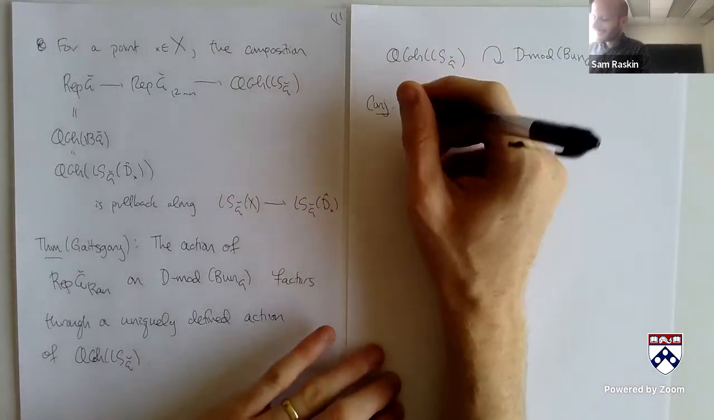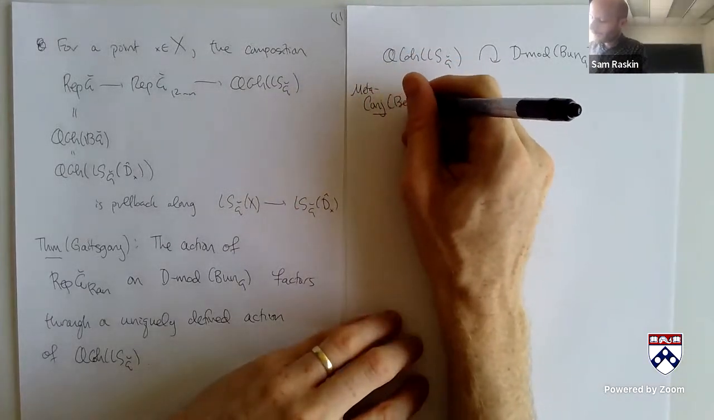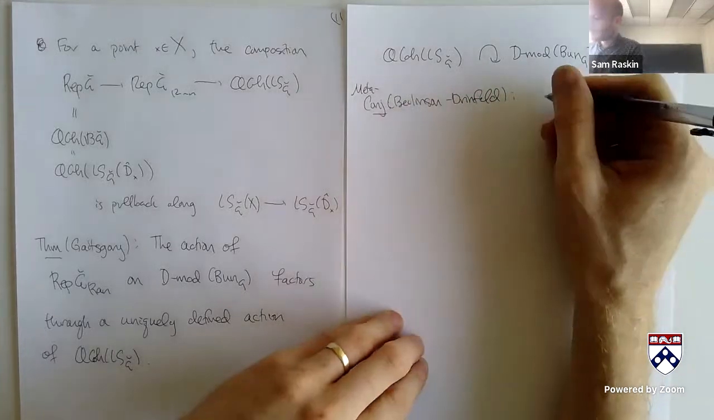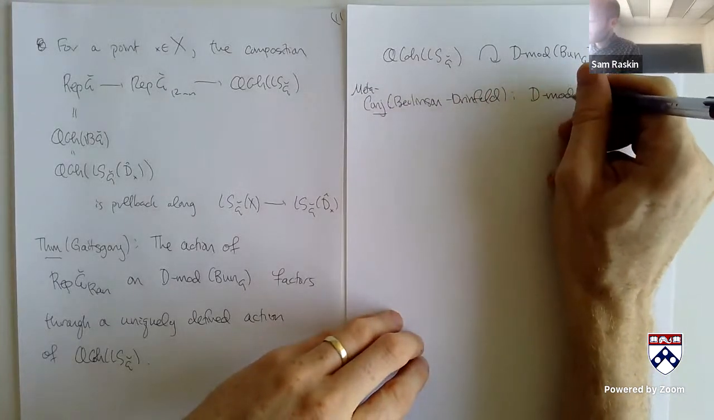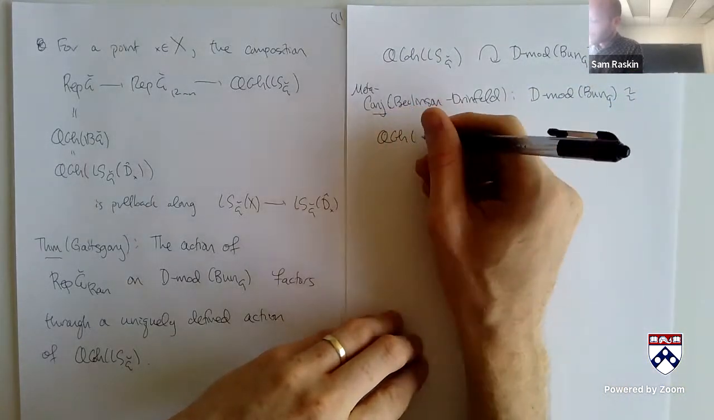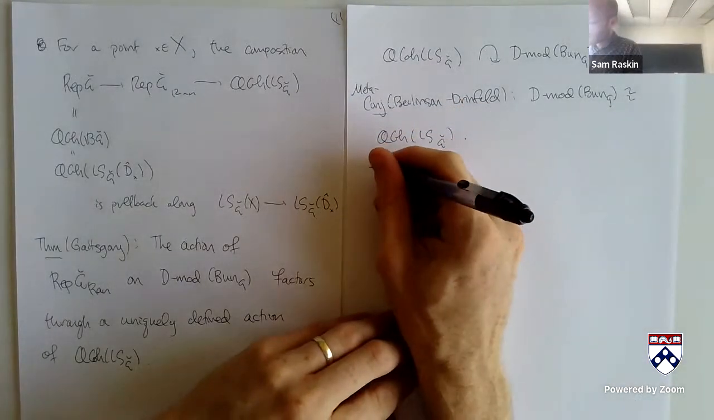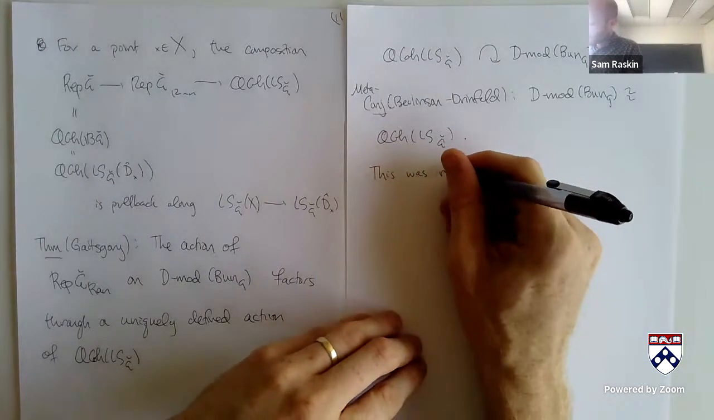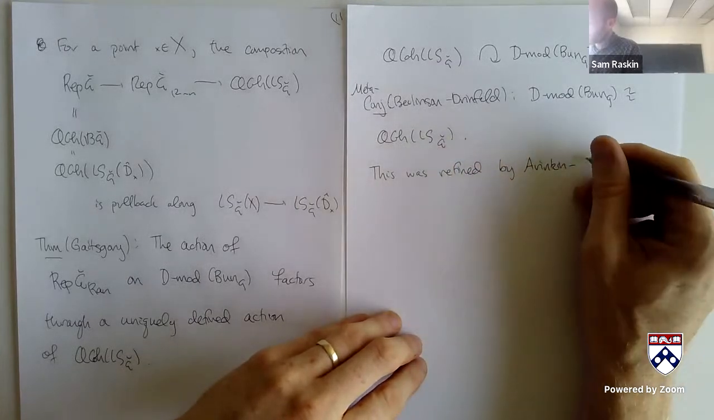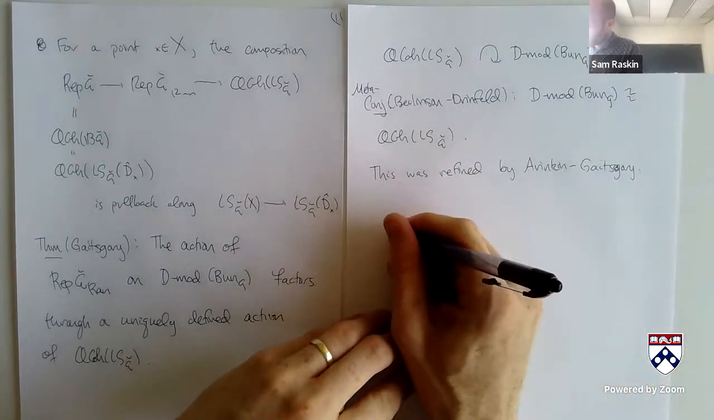The meta conjecture, which is due to Beilinson-Drinfeld, is that D modules on Bun G are approximately equivalent to the category of quasi-coherent sheaves on the space of local systems on G check. This was refined by Arinkin and Gaitsgory to a proper conjecture. And their conjecture says the following.